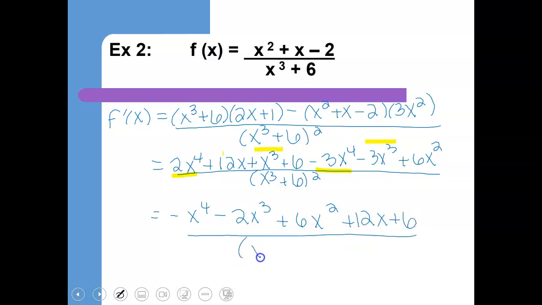This is not like the definition of the derivative where a ton of stuff canceled each other. You just have very long, messy answers. So we got negative x to the fourth minus 2x cubed plus 6x squared plus 12x plus 6.